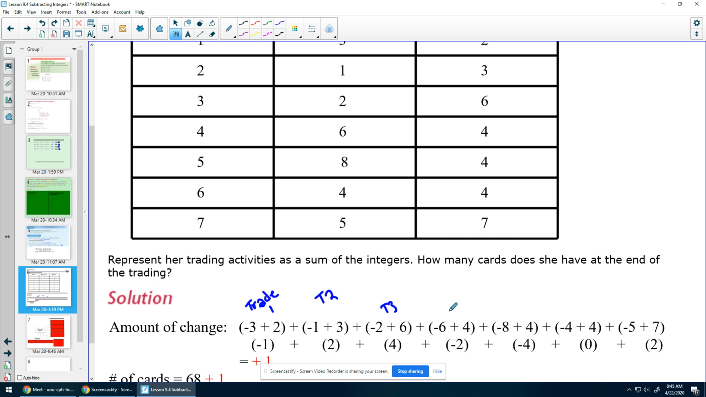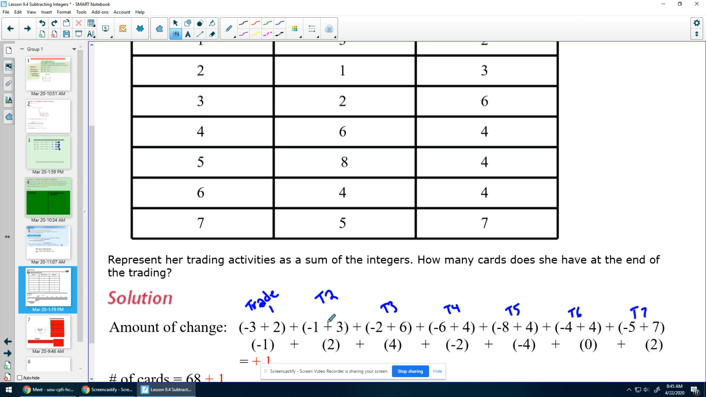Trade 4, she gives away 6 and collects 4. Trade 5, gives away 8, collects 4. Trade 6, gives away 4, so subtracts 4, and collects 4. And then trade 7, gives away 5, and adds 7.